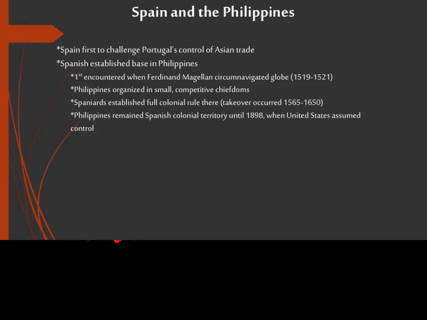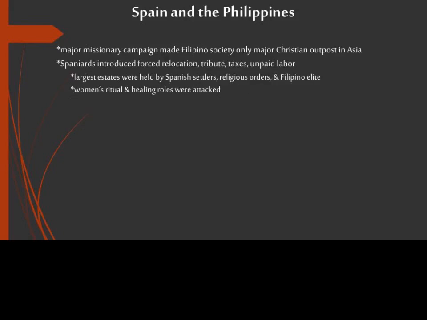Spanish were extremely successful in spreading the Catholic faith, which did lead to some disputations of traditional Filipino culture, especially for women, and their ritual and healing roles were attacked by the Spanish, and that push toward the larger settlements and out of those isolated villages and the church. There was a major missionary campaign that made the Filipino society the only major Christian outpost in Asia.